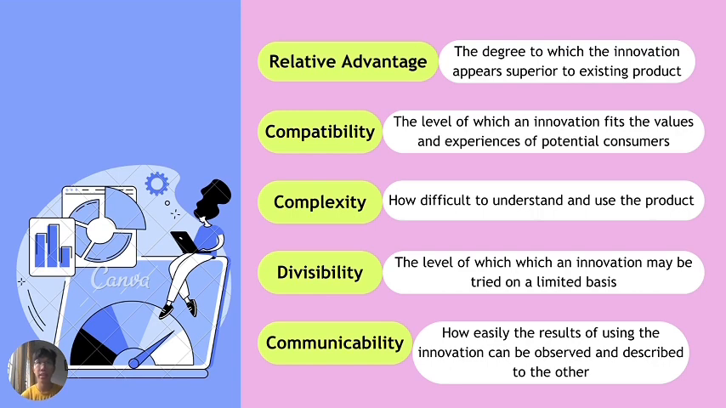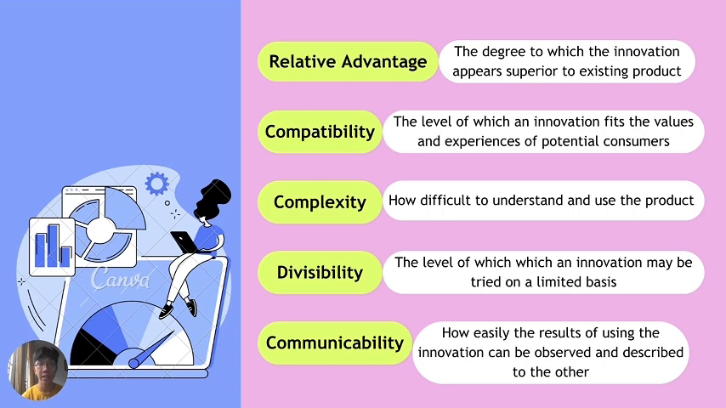There are five characteristics that are especially important in influencing an innovation's rate of adoption. First of all is relative advantage, which is the degree to which the innovation appears superior to existing products. For example, electric cars require no gas and use cleaner, less costly energy than the ordinary car, so their rate of adoption will be higher. Compatibility is the degree to which an innovation fits the values and experiences of potential consumers. Let's imagine an electric car with a battery range of 100 kilometers, but your way to work is 150 kilometers per day. You will definitely not buy that car because it simply does not fit your life.